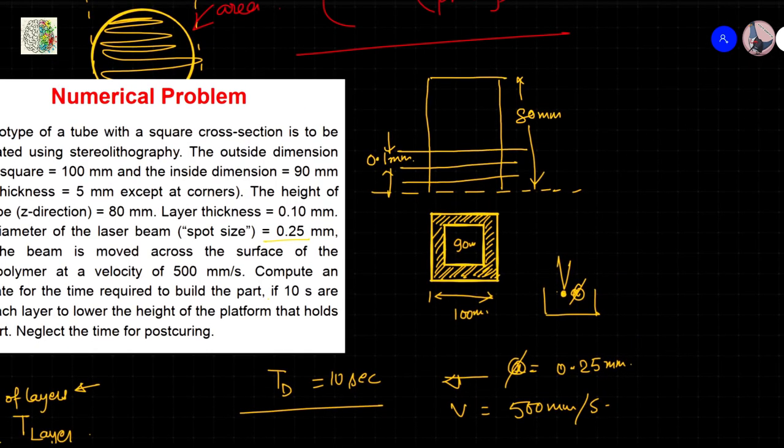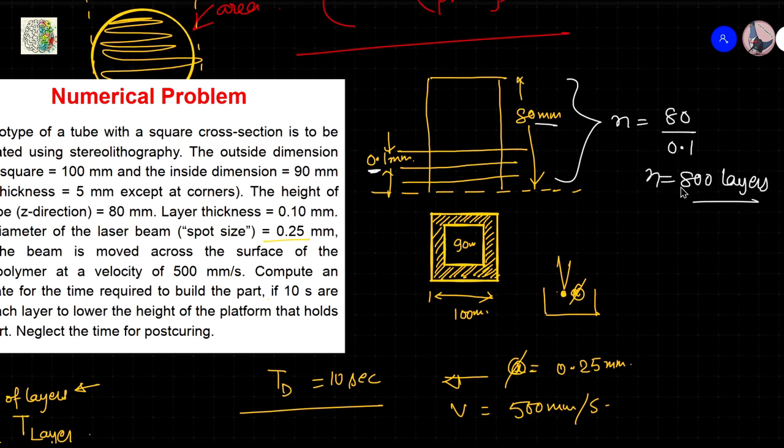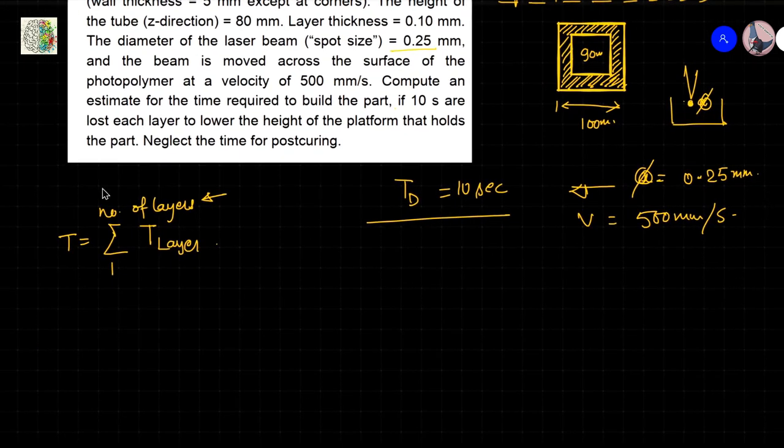Now, to find the number of layers, you have to come here. This is 80 mm and every time it is making 0.1 mm, so the number of layers is how much? 80 by 0.1 is equal to 800 layers. So it is pretty neat: you have to sum it from 1 to 800 the time per layer. And if this time per layer is constant, then this will directly become 800 into time per layer.